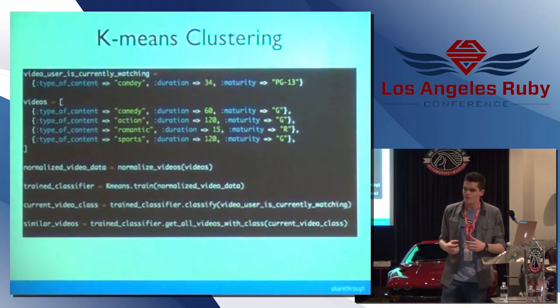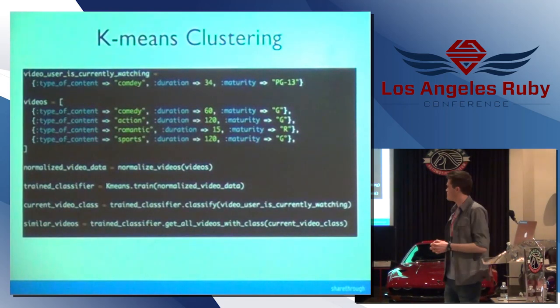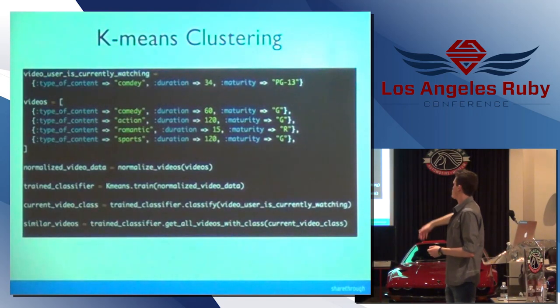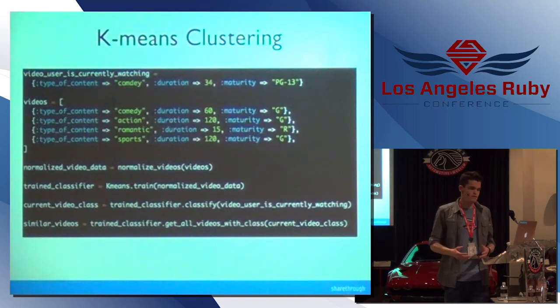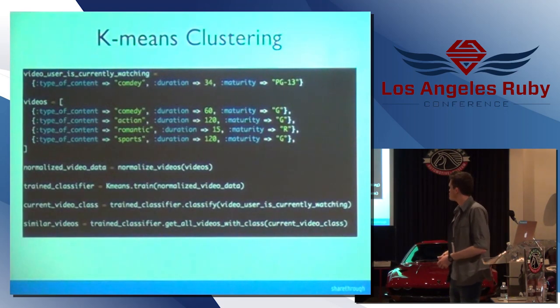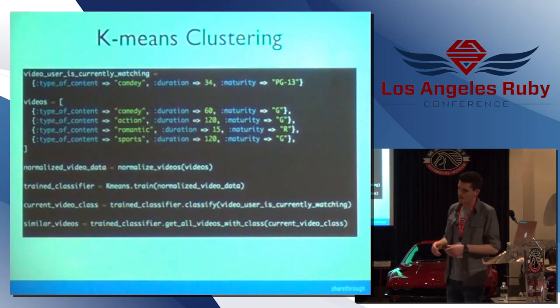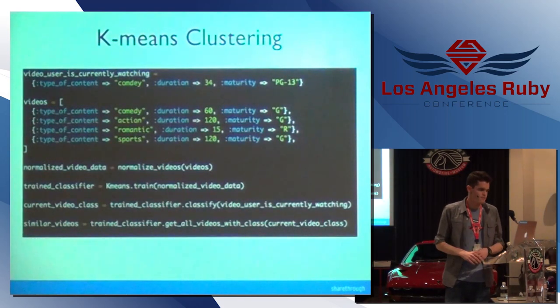Again, this complex problem actually becomes pretty simple when we pull it into Ruby code. The first part of this script is just, again, turning the features into code that Ruby can use. I've used a couple of functions here so that we don't have to get into the dirty details. Basically, the first thing you have to do is normalize your videos, so that comedy, action, romantic, and sports can turn into some integer that an algorithm will know how to calculate.